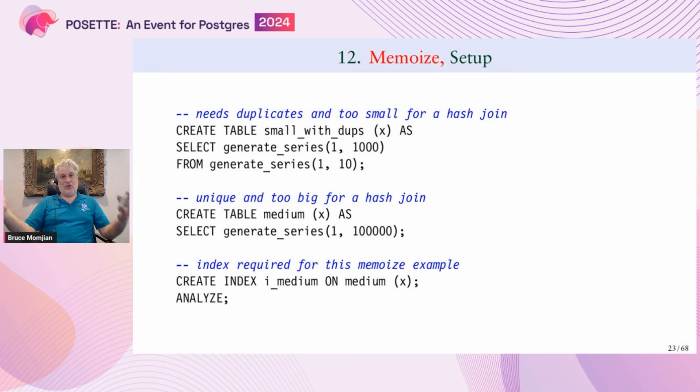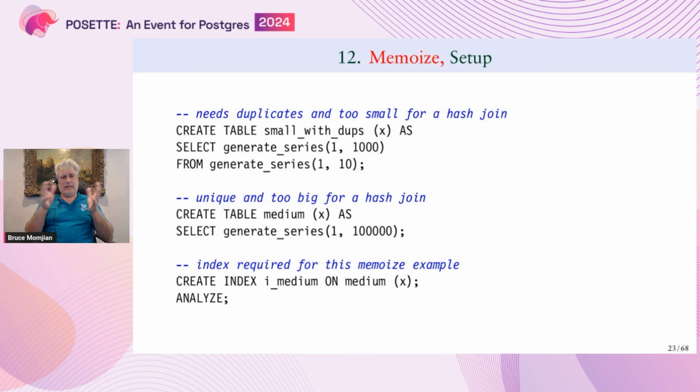Memoize, this is kind of a new one. Introduced, I believe, in Postgres 14. This is a weird one that I wasn't super excited about. It has all these weird requirements of when we actually use the node. But surprisingly, there's a lot of cases where Memoize speeds up queries.